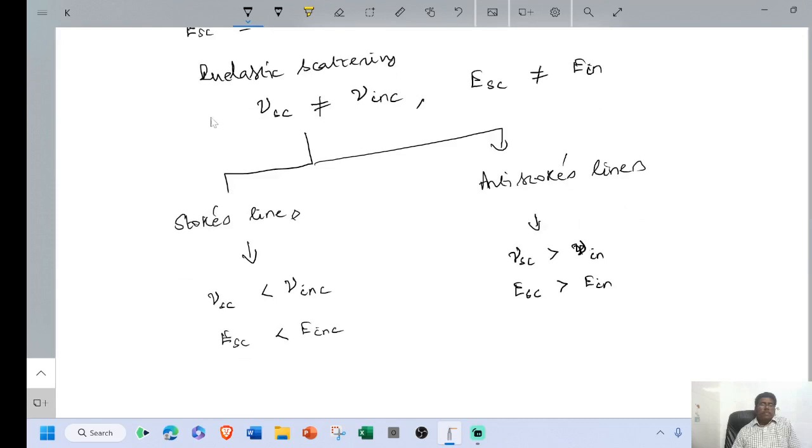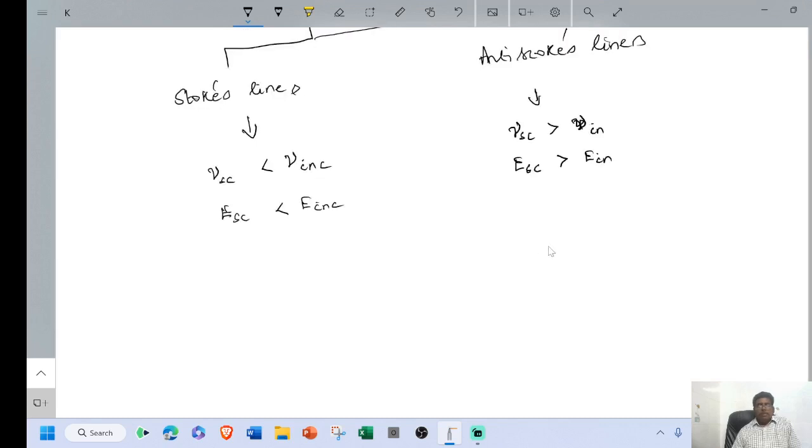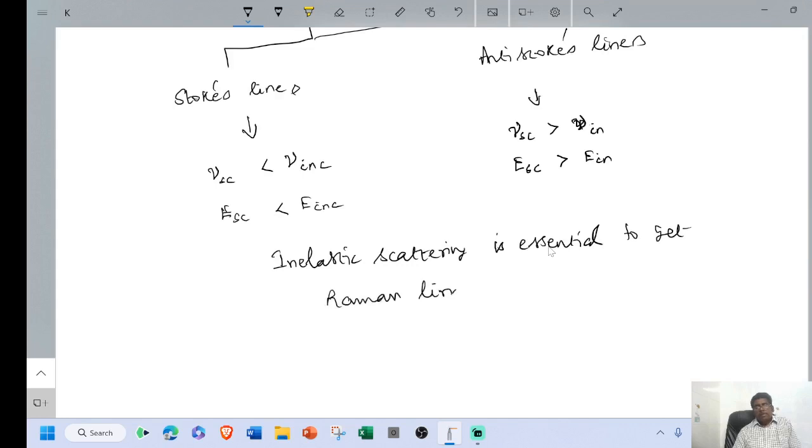Anyway, only with the help of inelastic scattering, we can get the Raman lines. Therefore, inelastic scattering is essential to get Raman lines.